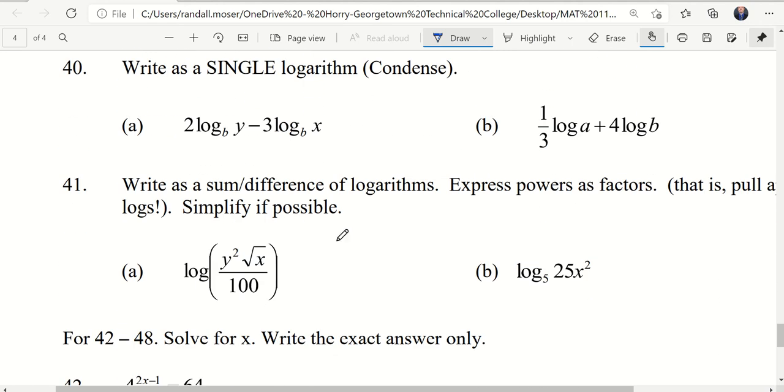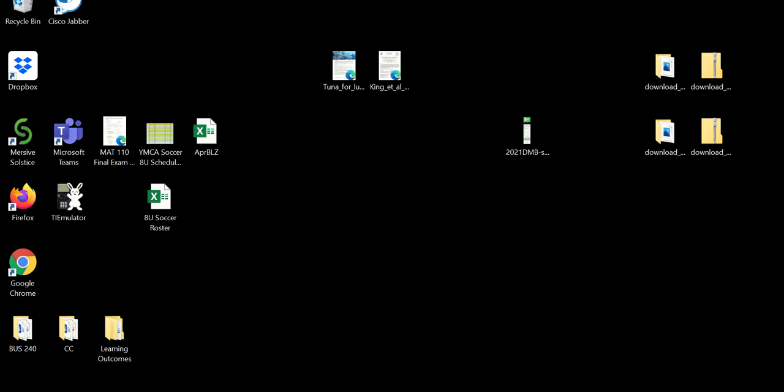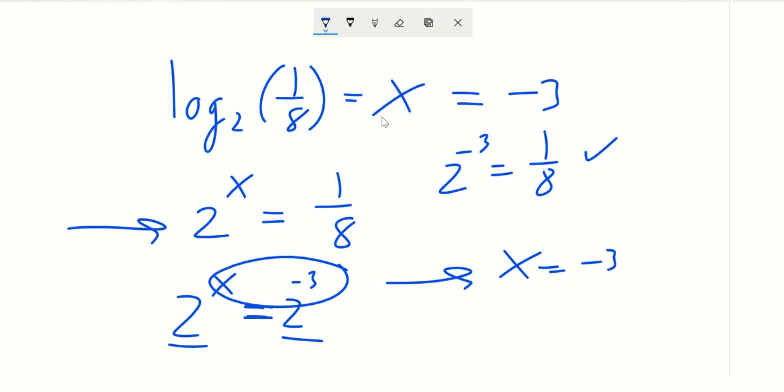In the next set of questions, we are asked to either condense or expand a logarithm. In order to do that, we need to lean on the three key properties of logs. Okay, the first one is what we call the product rule.